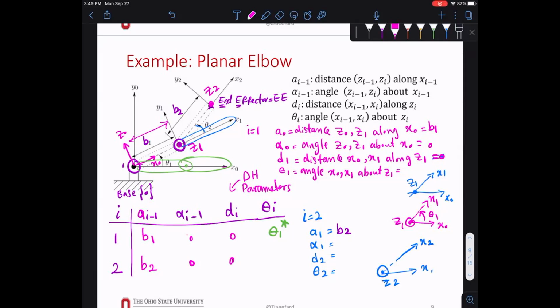What is theta i? As we said, theta is the angle between, for this, X1 and X2. When you're trying to find the angle, you find the home position. So your home position is here, and you see that this is your theta 2. At time equals 0, what is that theta? 0. What is theta 2 at time 0? 0 when you're at home position.